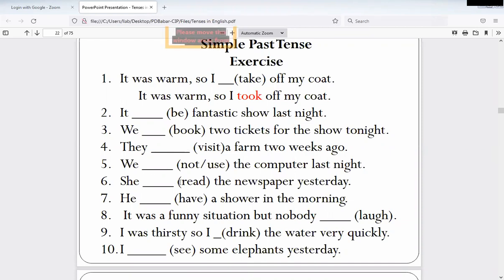I was thirsty, so I drank the water very quickly.